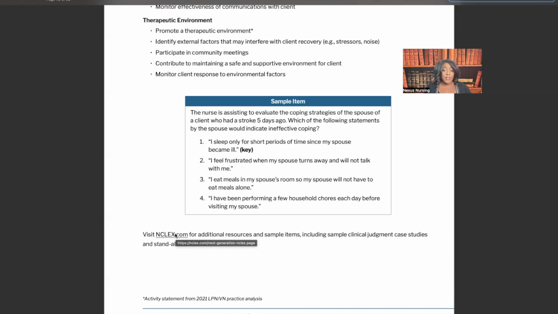4, I've been performing a few household chores each day before visiting my spouse. So they know that the show must go on. Things still have to get done. So they go ahead and do a little bit each day so they can still make time for their spouse. All of those are adjustments. All of those are effective coping mechanisms, but not one, not getting enough sleep. You're not helping yourself. You're not helping your loved ones. So that's why number one is the correct answer choice.